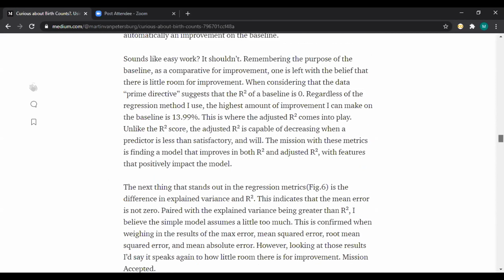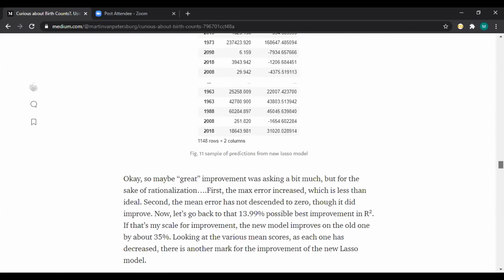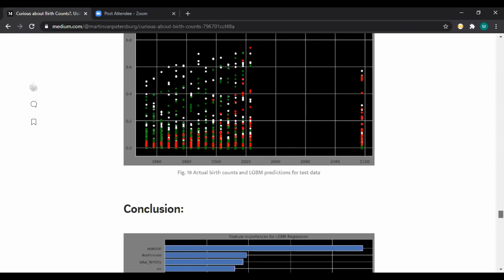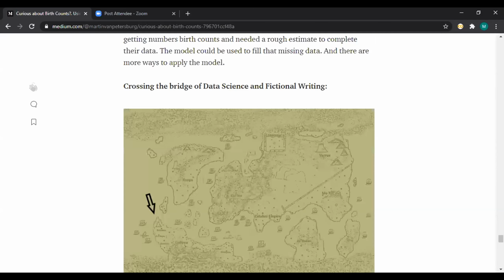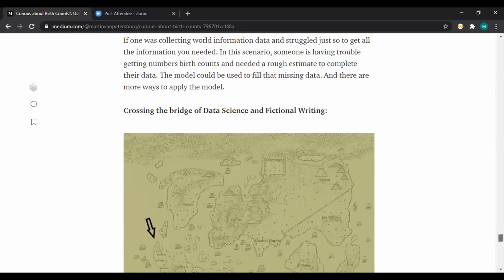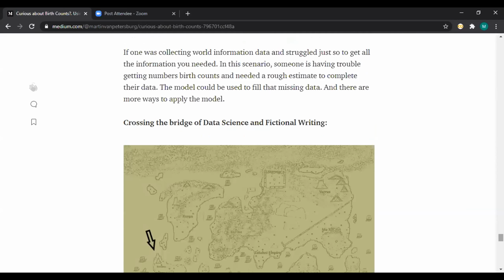Okay, well, I'll just scroll through in these last 10 seconds to give you guys a bit, because there is quite a lot of information in this blog post. But essentially, I do find a model that can predict, and I do apply it to something that I could actually use, which is a fictional world and predicting the amount of births that occur in that world. And that's the map of that world.